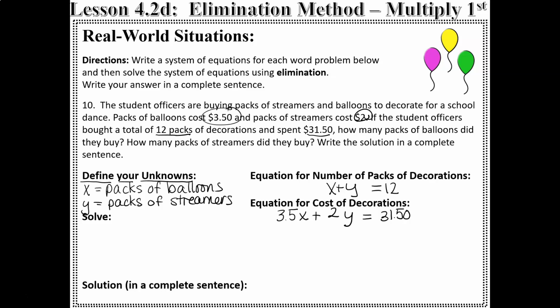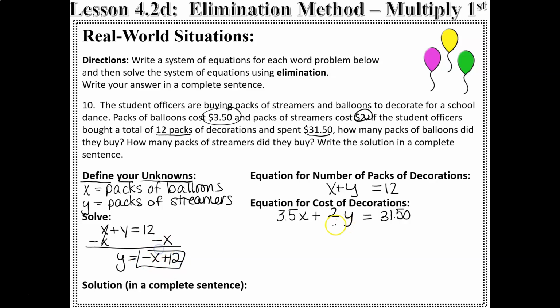Now we can solve. I think the best way to solve this wouldn't be elimination. It would be substitution because we already have x or y alone. The first thing we're going to do is isolate y. The math will be easier because it's not multiplied by a whole number. So to do that, I'm going to get x alone. So y equals negative x plus 12.